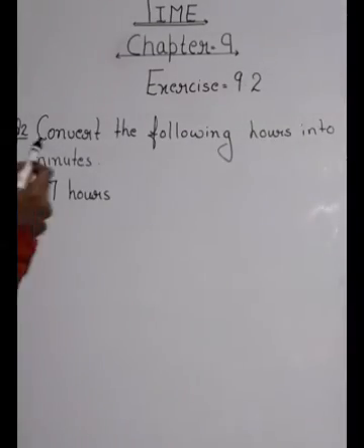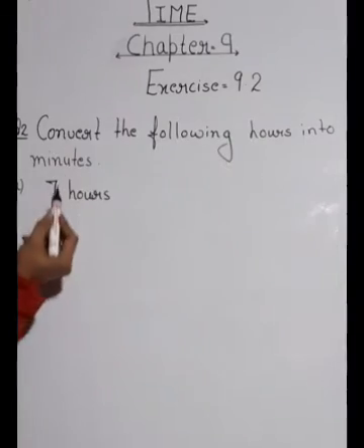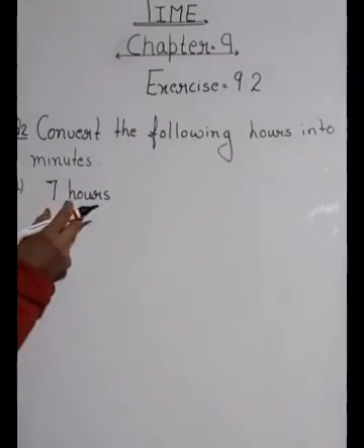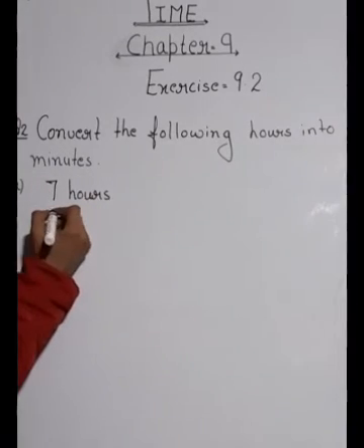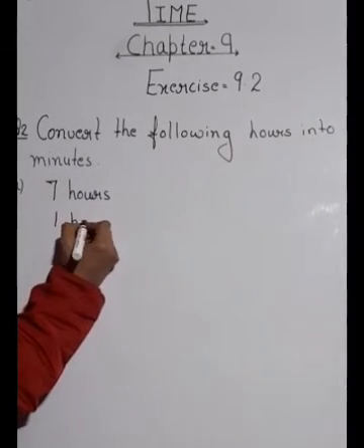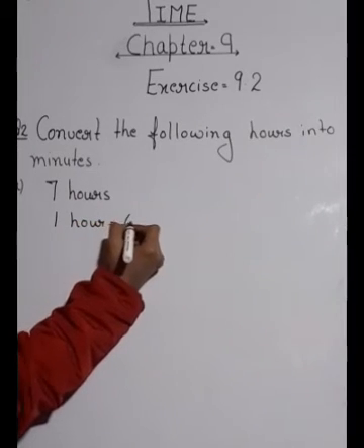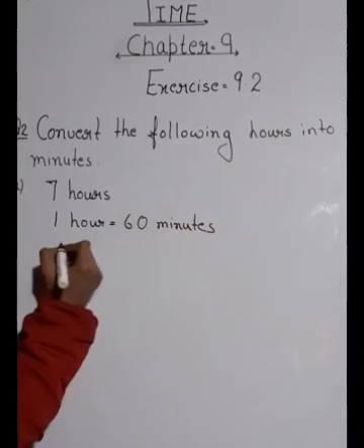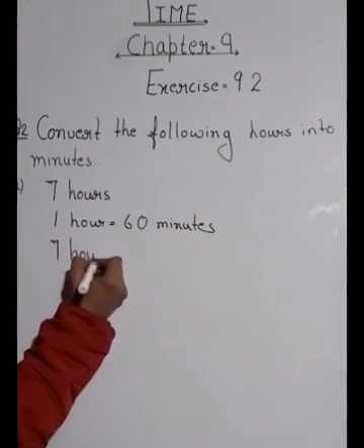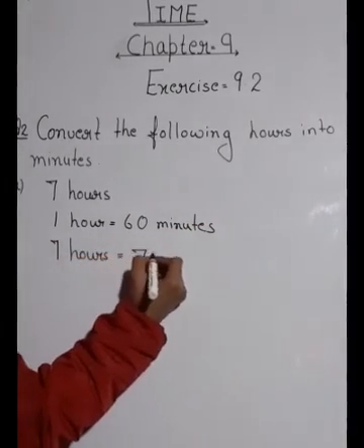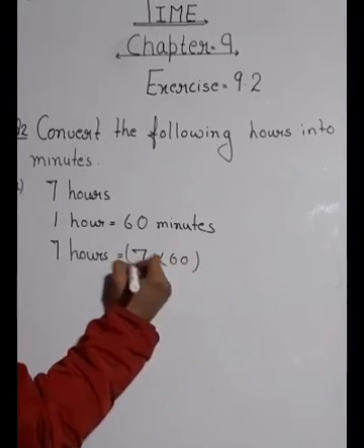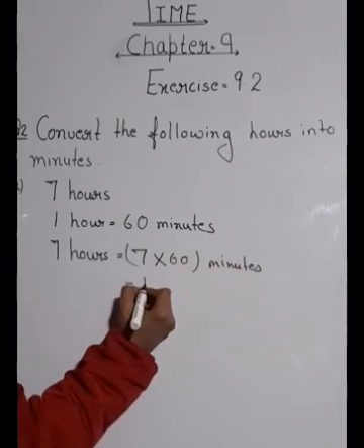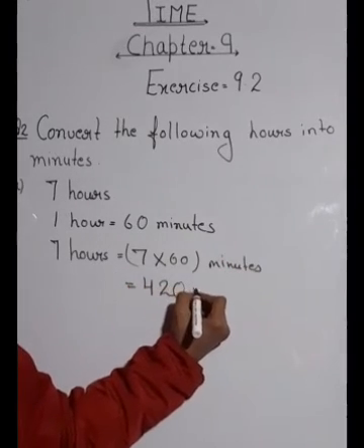Now question number 2 is convert the following hours into minutes. Now you have to convert these hours into minutes. Okay, your first part is you have to convert 7 hours into minutes. So you will write 1 hour is equals to how many minutes? 60 minutes. Clear? So in 7 hours you are having 7 into 60 minutes. Clear? So this will be your 420 minutes.